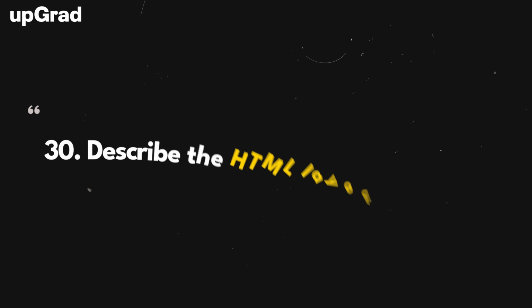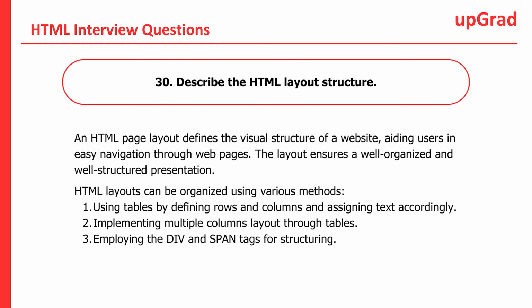Question number 30. Describe the HTML layout structure. An HTML page layout defines the visual structure of a website, aiding users in easy navigation through web pages. The layout ensures a well-organized and well-structured presentation. HTML layouts can be organized using various methods. First, using tables by defining rows and columns and assigning text accordingly. Second, implementing multiple columns layout through tables. And third, employing the div and span tags for structuring.